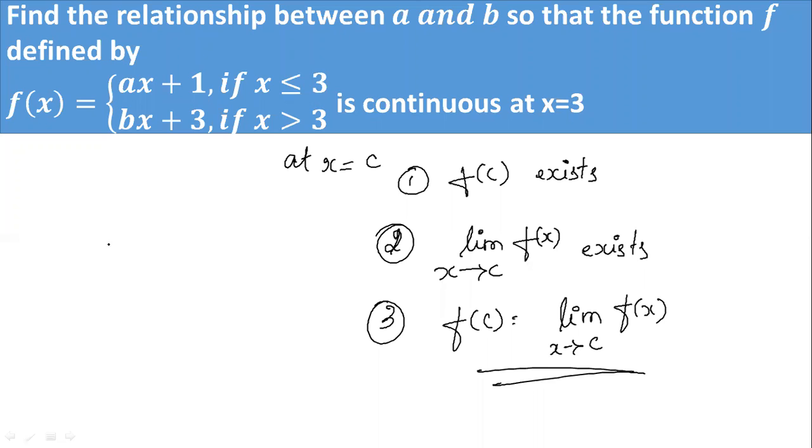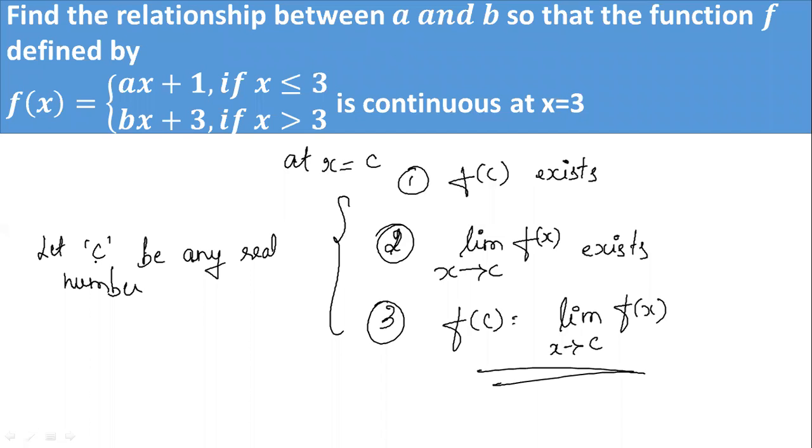What do you have to do first? Yeah, you have to take a c, correct? Let c be any real number. You have to take a c and check these conditions at this point. If you are asked to check on the entire domain, you take a random number, say c, and then you check the definition of the continuous function at this point. And then what can you conclude if it is continuous at this point?